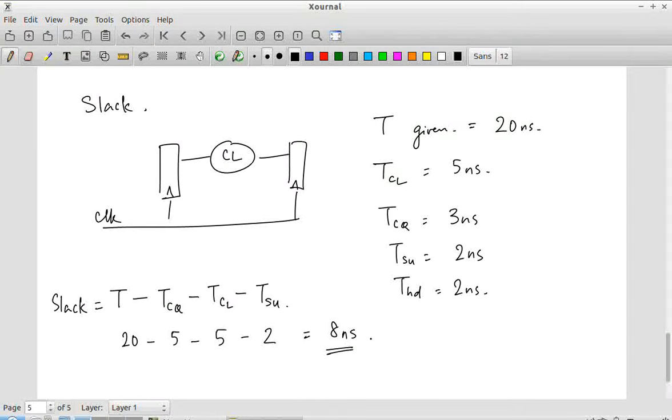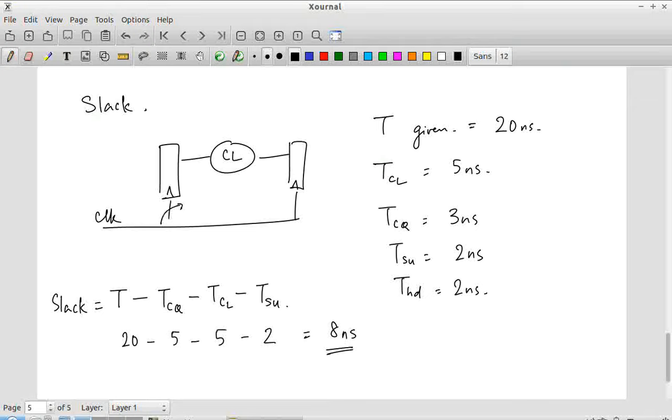If the clock period had been 15 nanoseconds, then only 5 nanoseconds of time is available as extra. If the clock period has been given as 10 nanoseconds, then there is no slack at all, zero slack. And if the clock period has been given as 8 nanoseconds, the slack is negative. There is something wrong with the circuit.